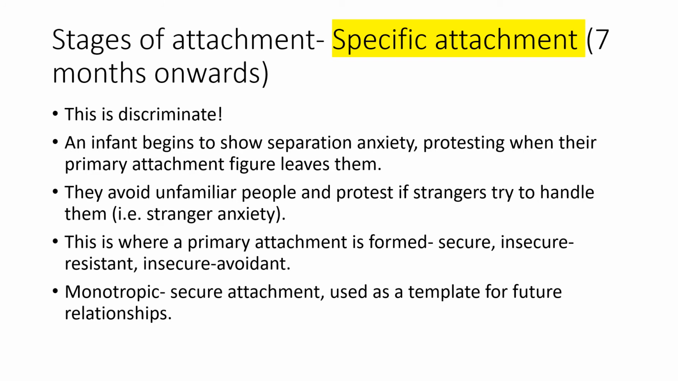There are 3 different types according to Ainsworth. There's secure, insecure resistant, and insecure avoidant. And Bowlby suggests that the first attachment should be monotropic. It should be a secure attachment because that secure attachment is your template for future relationships. So you want it to be secure because that's where an infant will show moderate distress to the different anxieties and won't be overly clingy or overly trying to avoid an adult.